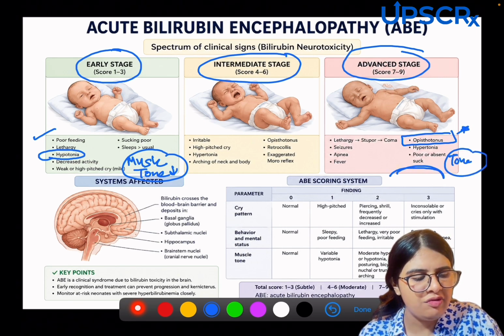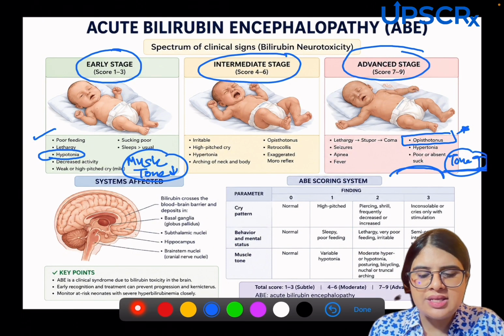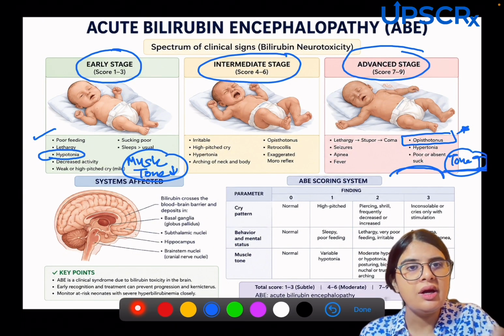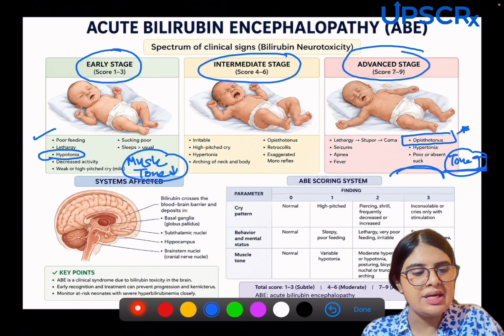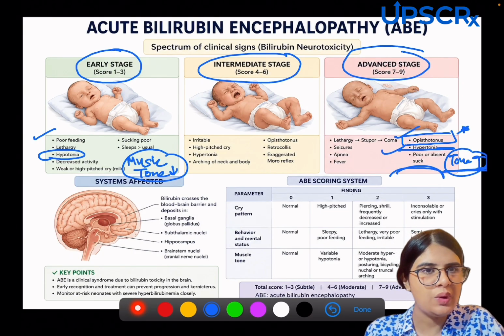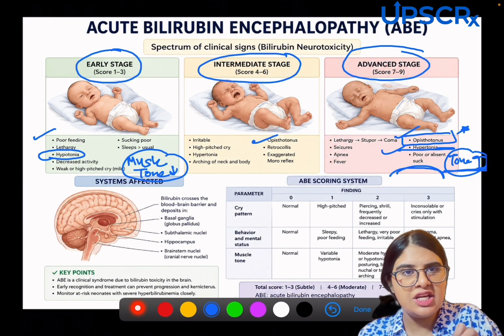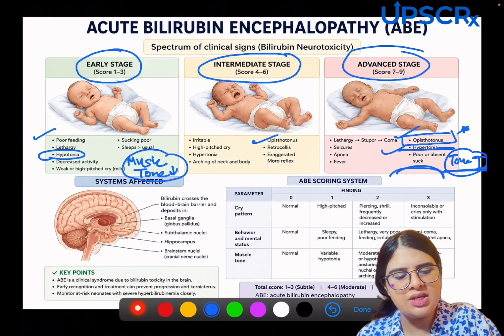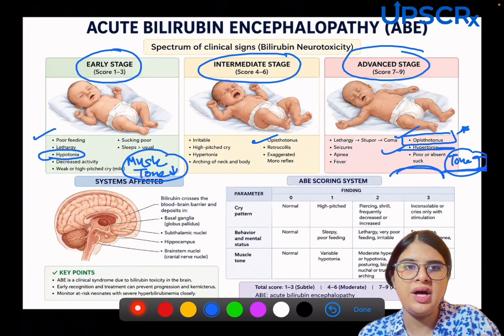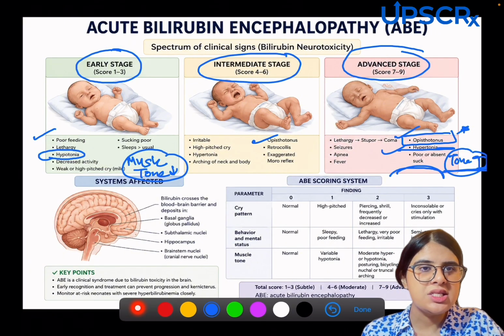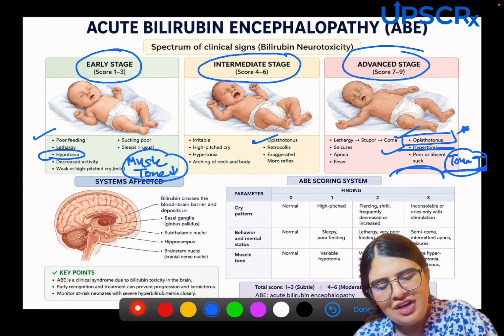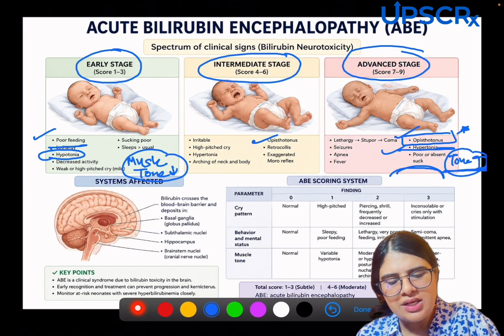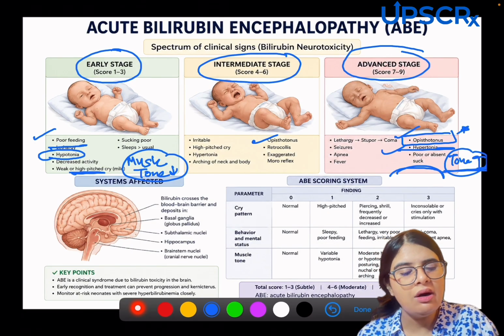So we have to see tone. Tone is decreased initially, but in the advanced stage, it is opisthotonus. There is hypertonia; it is greatly increased. In the intermediate stage also the tone is increased. So initially the tone is decreased, but it increases in the intermediate stage and increases greatly in the advanced stage. Poor feeding, lethargy, hypotonia, right? Weak cry. That is the early stage.